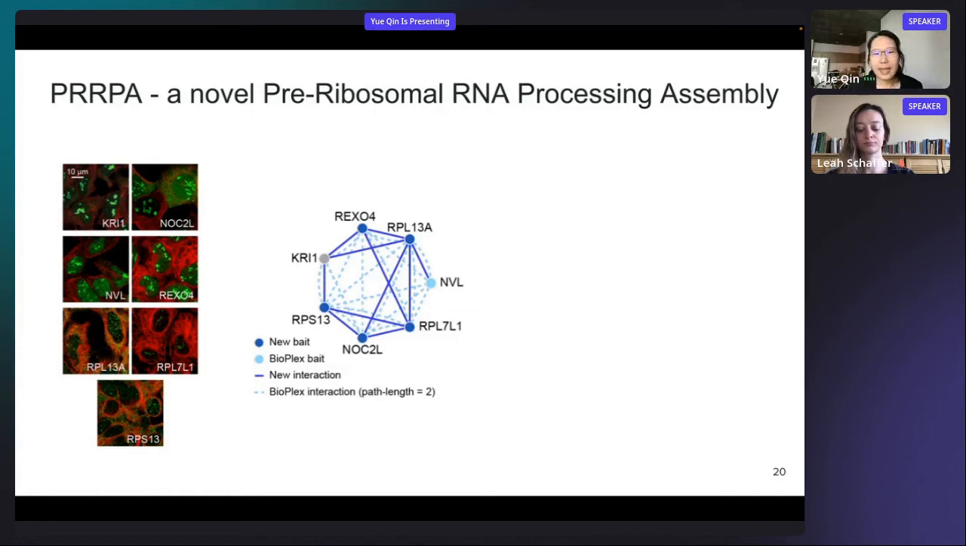However, do note that there's no APMS interaction among any of these 7 proteins in our input data. And here on the right, we show that we indeed observe a lot more new interactions. Actually, this is a very strongly connected protein assembly based on our new APMS experiments.